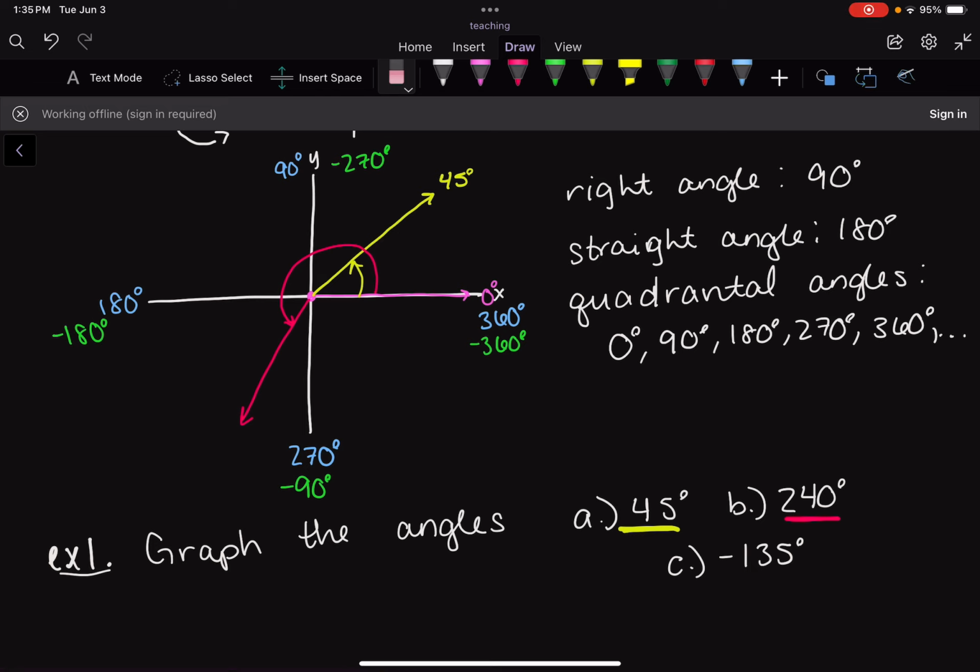And then lastly, for negative 135 degrees, I'll just use pink again. So now I don't want to go counterclockwise like we usually would. We want to go clockwise for this one since it's negative. So let's see, I'll go 90. Okay, 135 is bigger than that, but it's not quite as big as negative 180. So it's going to stop roughly in the middle of this quadrant. And then I drew that angle for us.